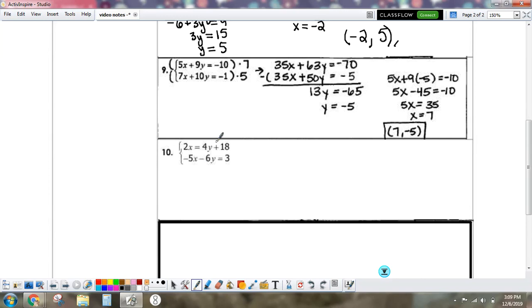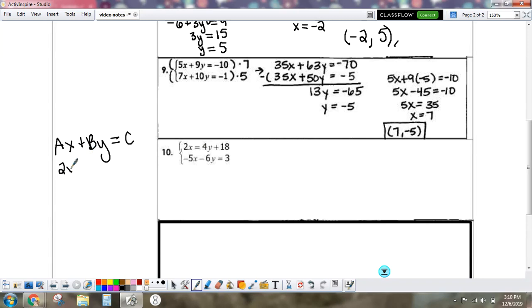So for number 10, you have to go ahead and solve this by having this equal sign. We need to get rid of this. We need it to be in standard form. So for standard form, remember that's ax plus by equals c. So I need to get both of these equations in standard form. This equal sign makes it not in standard form. So I want to solve this to get it like this.